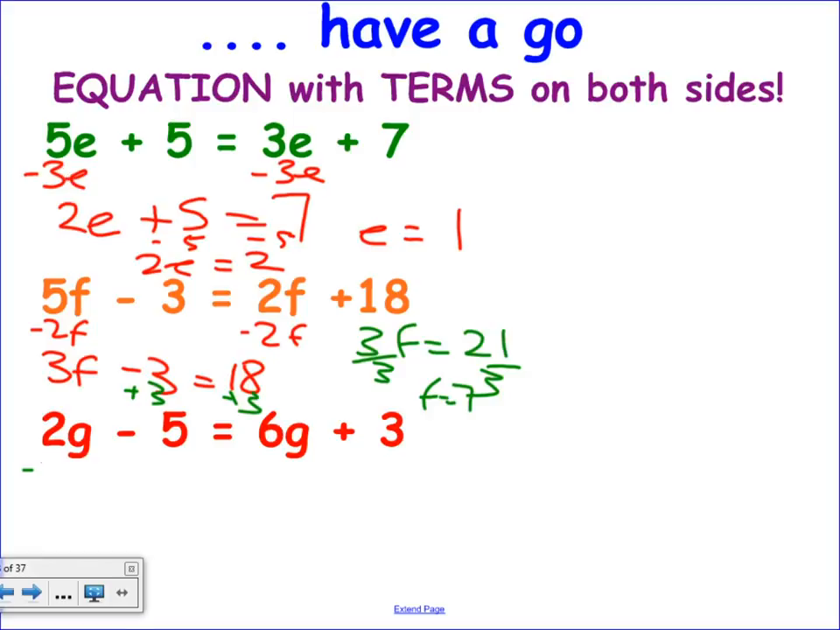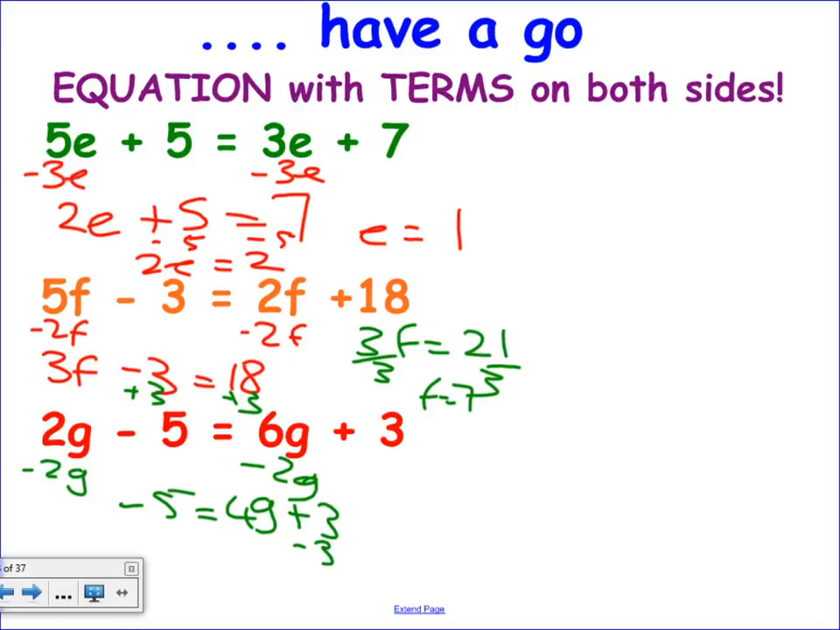Not add. Oh, you take away. You take away 2g from both sides and it cancels this one out. It leaves me with minus 5 equals 4g plus 3. So this is a two-step equation. You just don't recognise it because it's the other way around. It doesn't matter that it's been flipped. Treat it exactly the same way.